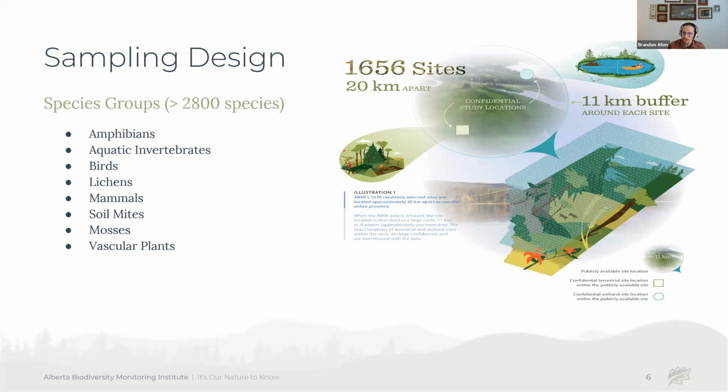So the first step is we need the species data. At ABMI, we have our systematic grid. This is 1,656 sites spread out on the province on a 20 kilometer grid. And at each location, we have what we call an upland site or a terrestrial site, as well as a targeted wetland location. So at each of these sites, we collect a ton of information.